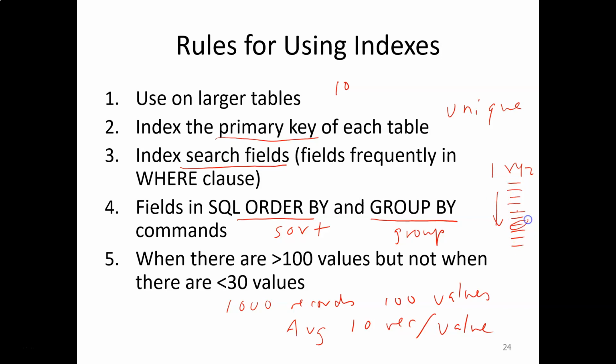But what if you have only 30 values? Then with 1,000 records, that means on average you have about 33 records for each value. So that means you go to location XYZ and you will see 33 records, and you have to sequentially go through 33 records, right? Sequentially going through 33 records obviously takes more time than sequentially going through 10 records. So that's why if there are very few different values, then it doesn't make sense to index it, because you have to sequentially go through them anyways.